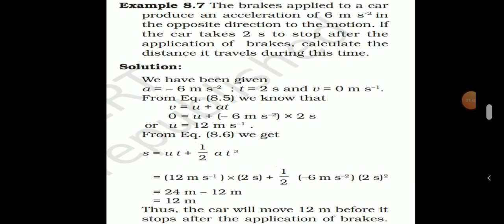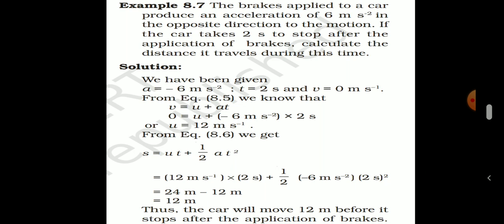The brakes applied to a car produce an acceleration of 6 meter per second square in the opposite direction to the motion. If the car takes 2 seconds to stop after the application of brakes, calculate the distance it travels during this time.